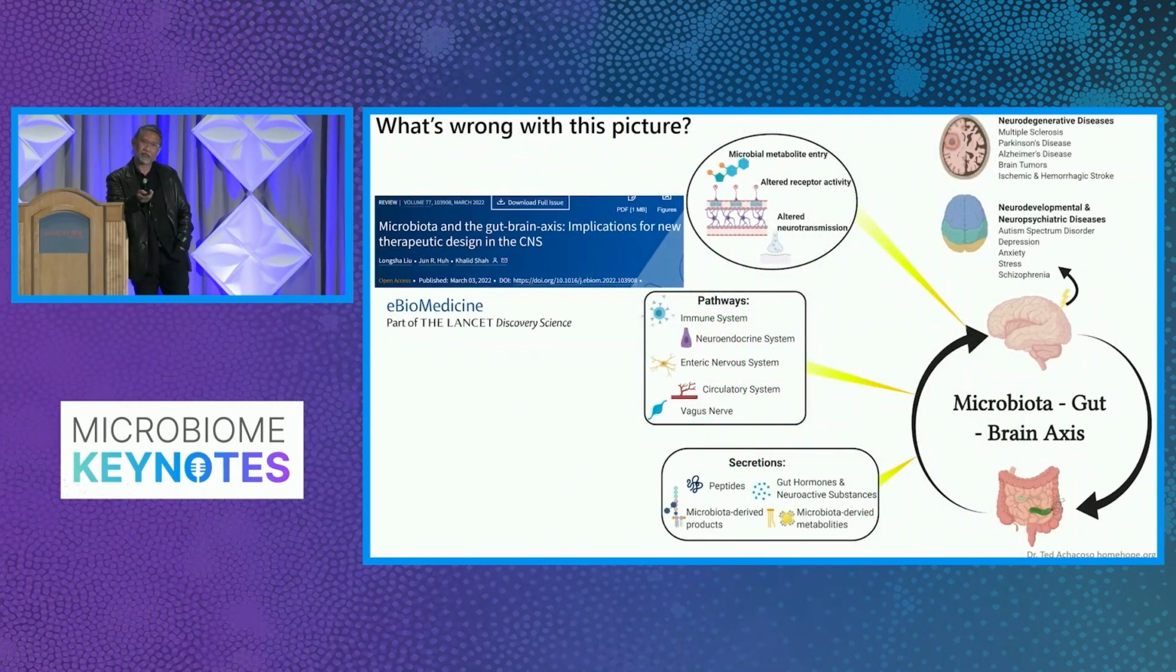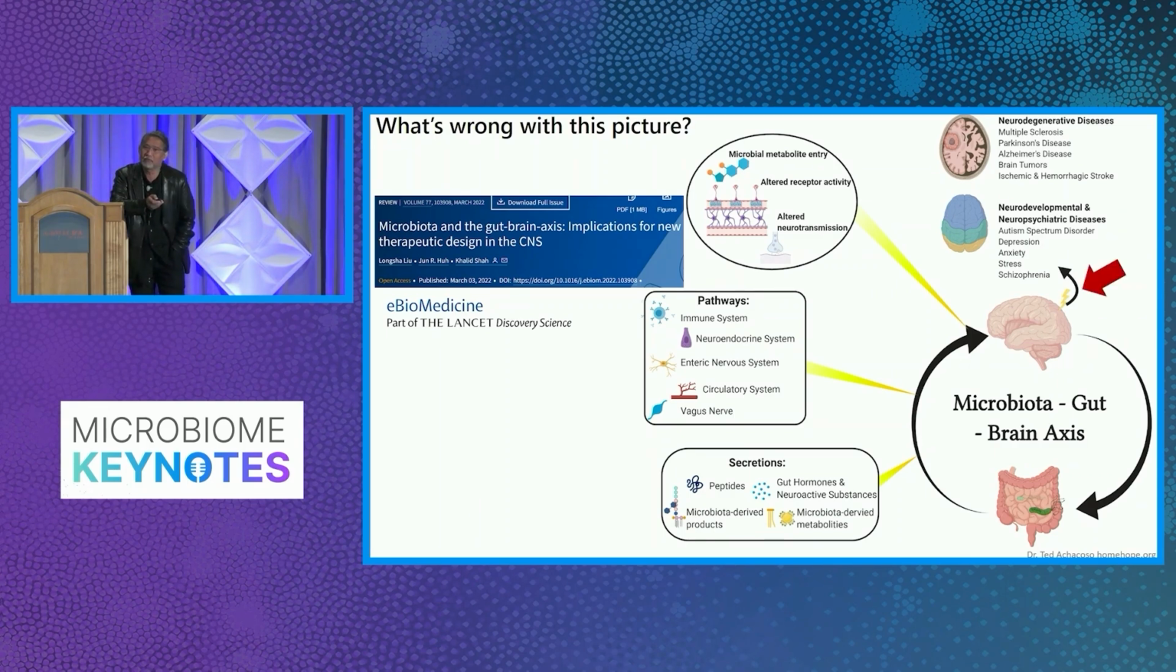Now, what's wrong with this picture? Can anyone tell me what's wrong with this picture? Microbiota and the gut-brain axis, implications for a new therapeutic design in CNS. This was just published in 2022. So this is beautiful, right? Microbial metabolite entry, altered receptor activity, altered neurotransmission. The pathways are what we discussed: immune, neuroendocrine, enteric nervous system, circulatory system, vagus, secretions, peptides, gut hormones. Very nicely done, right? And then up there, you have your neurodegenerative diseases like MS, Parkinson's, Alzheimer's, brain tumors, and then neurodevelopmental and neuropsychiatric disorders like autism, depression, anxiety, stress, and schizophrenia.